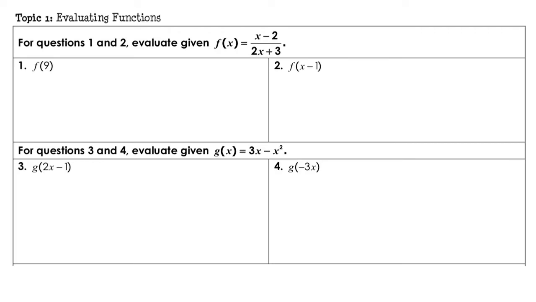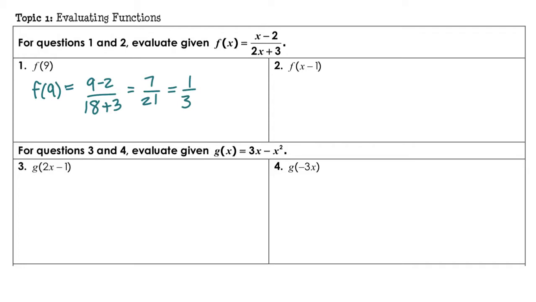Okay, for number 1, they want us to evaluate this function. So we will go through and do some substitutions. For the first part, we're going to plug in a 9. When we do that, f at 9 is going to be equal to 9 minus 2 over 2 times 9, which is 18, plus 3. So we're going to get 7 over 21, which will reduce to 1/3.